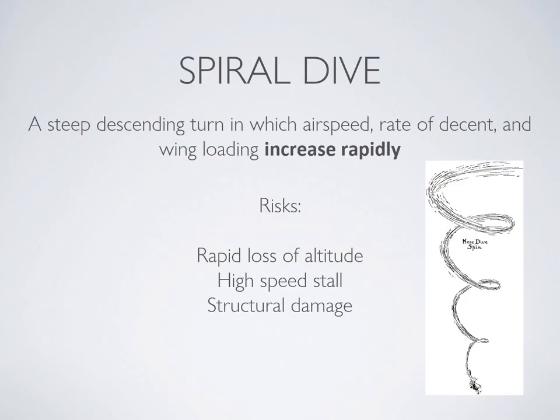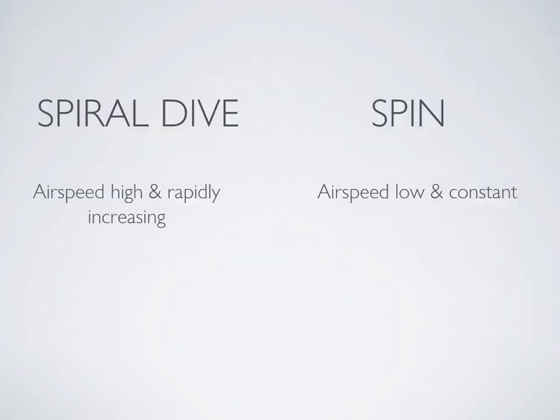So a spiral dive is a steep descending turn in which airspeed, rate of descent, and wing loading are all increasing rapidly. The risks of a spiral dive are you have a rapid loss of altitude, you have the chance of encountering a high-speed stall, and you could incur structural damage on the aircraft.